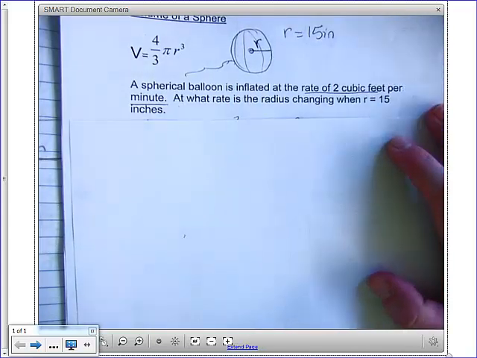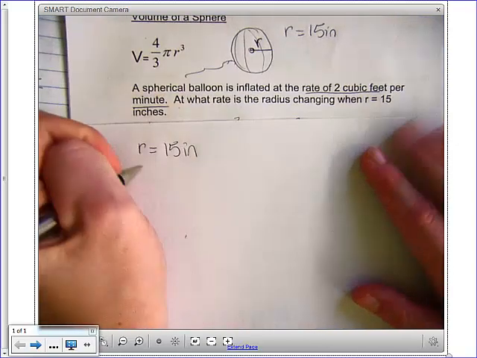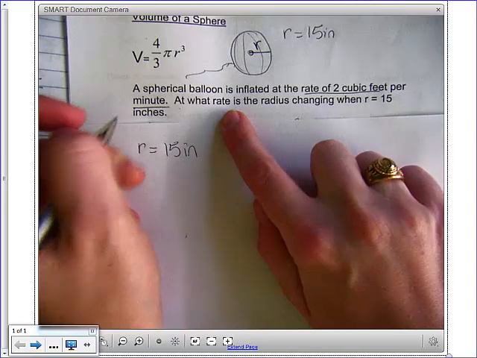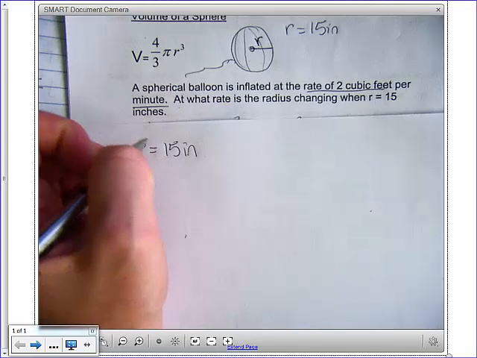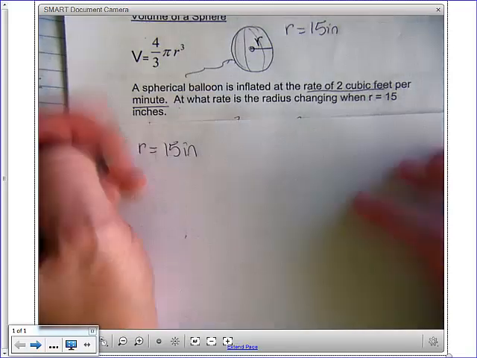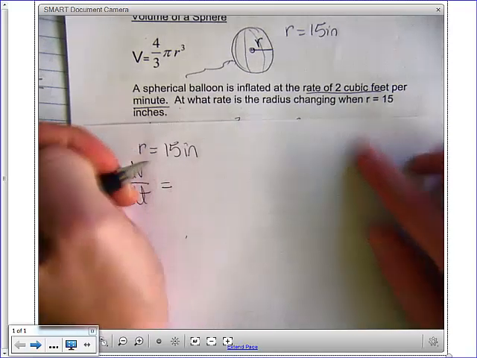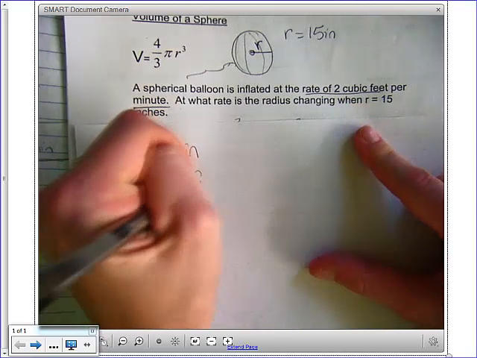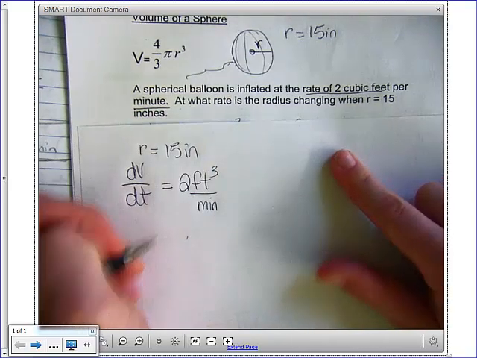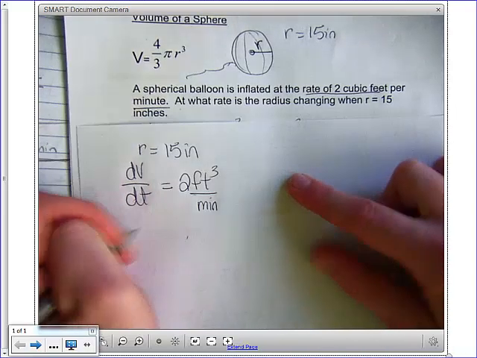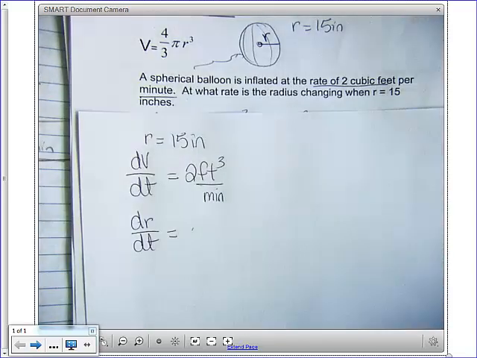And then, what else did it tell me? R is 15 inches. It also tells me that a spherical balloon is inflated at a rate of 2 cubic feet per minute. Well, cubic feet is volume, so that's going to be dV/dt, and we have 2 feet cubed per minute. And then we want to know what rate the radius is changing. So we want to know dr/dt when r is 15.